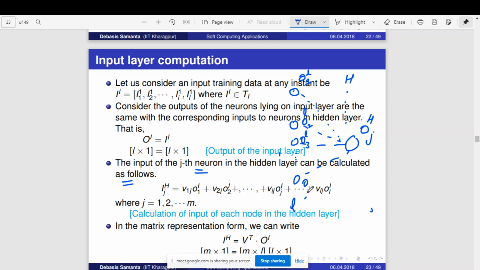Fine. But is it only the output? Is it only the output from the input layer that is coming as input to the hidden layer, or is something else also coming? Apart from the output of the previous layer, what else is coming?